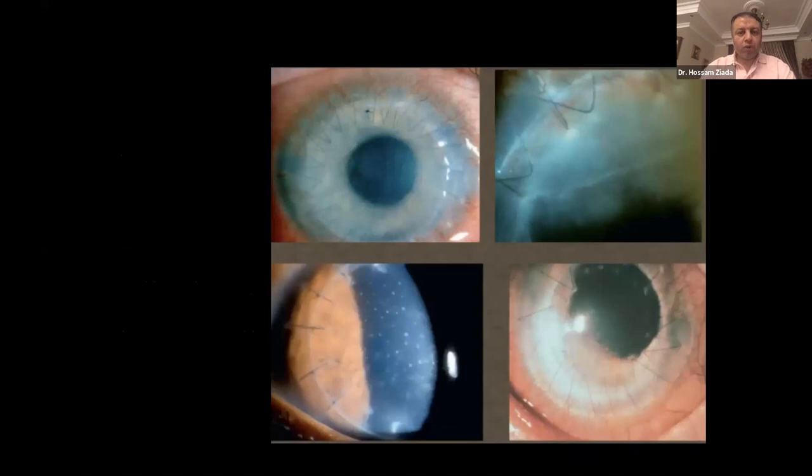Then we will go to these photos, which show different situations for the corneal vascularization and the corneal dots. There is a distributed dot all over the cornea. What do you think about this figure, sir? Down left, is this a sign of corneal graft rejection or not? Dr. Gustavo?